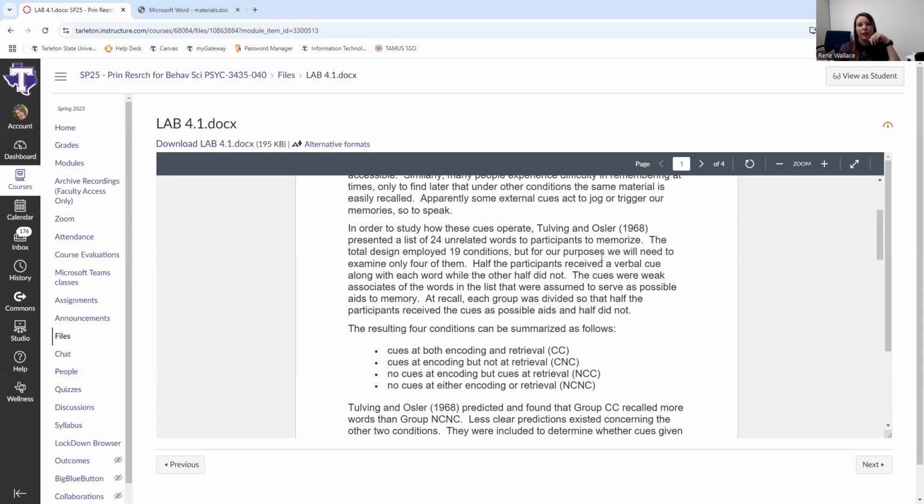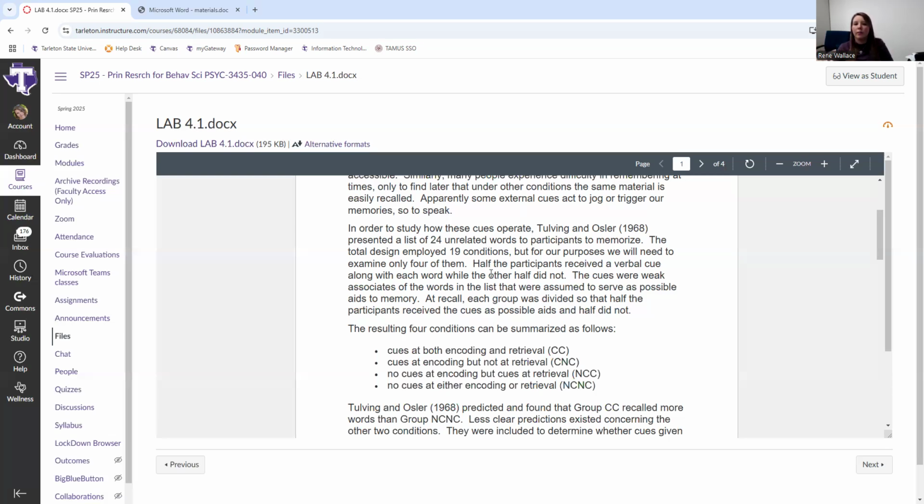So Tulving and Osler gave a list of 24 unrelated words to participants. We said, hey, memorize these words. They had 19 conditions. You're not going to do a lab for 19 conditions. That would be crazy. That would be like a MANOVA on steroids. So you're only going to do 4. You'll have your 4 participants, but each participant will have a different condition. So for the first time, you're not going to have 2 and 2. You're going to have 4 different conditions.